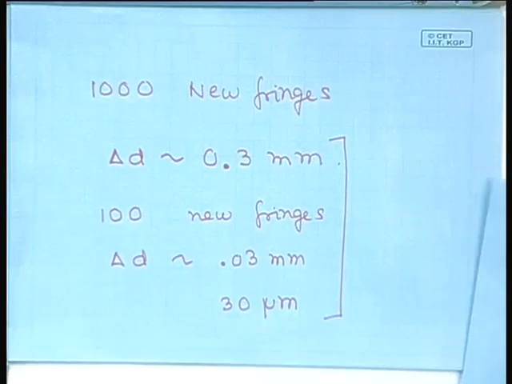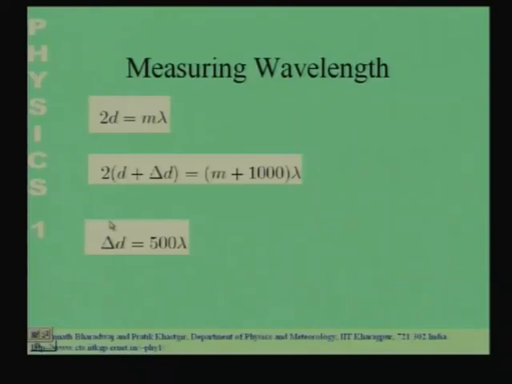So, you can measure the distance you have to move one of the mirrors in order to produce 1000 new fringes, or the distance you have to move one of the mirrors to introduce 100 new fringes. And if you can measure this, you can determine the value of the wavelength of light, lambda. So, delta d is of the order of 500 lambda if you have 1000 new fringes. Even though lambda is extremely small, 500 lambda is not so small, you can measure it using a micrometer, and such measurements can be used to determine the wavelength of light.